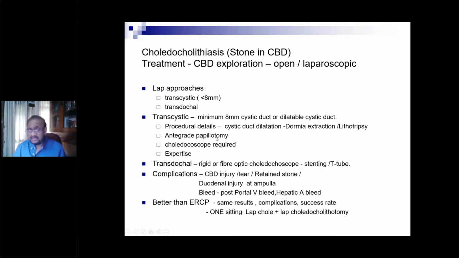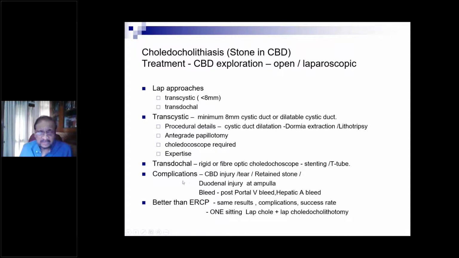Now, normally when you do an ERCP, the papillotomy is done from the duodenum entering into the CBD. That's why you do it. You're cutting the ampulla. Now, suppose you're coming from the CBD into the duodenum and then doing a papillotomy, that is antegrade papillotomy, right? So that is the difference. A choledocoscope is always required and expertise is required. So it's not a very easy procedure to do.